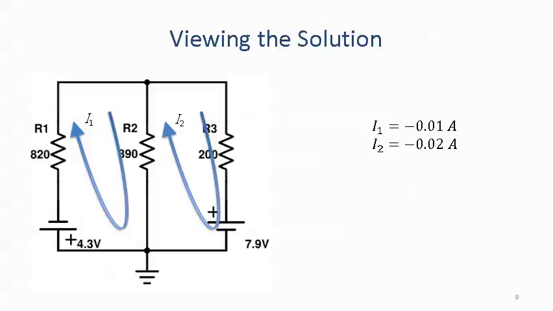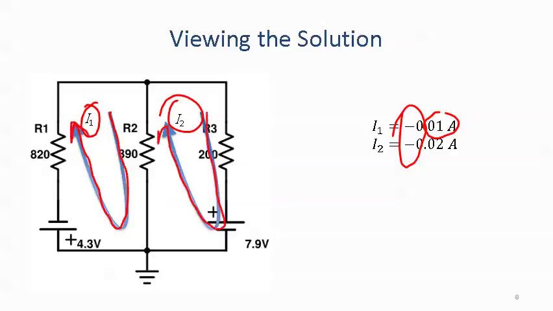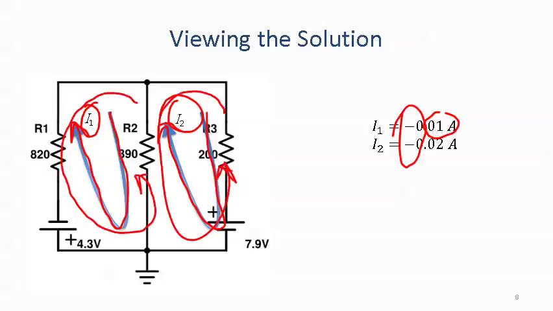So here's what we came up with when we solved the problem. We found out that I1 was 0.01 amps, or 10 milliamps. I2 was 0.02 amps, or 20 milliamps. But the minus signs tell us something else. The minus signs tell us that where we had assumed the current was going clockwise in each of these loops, in reality the current was going counterclockwise. And that's the negative sign.